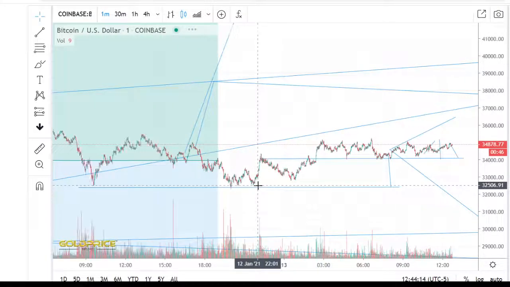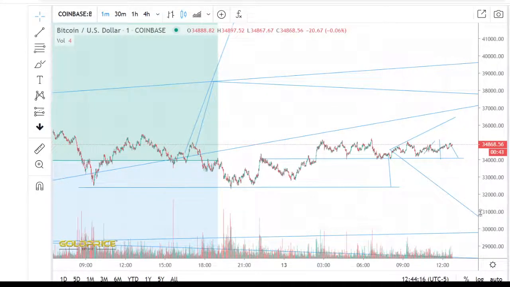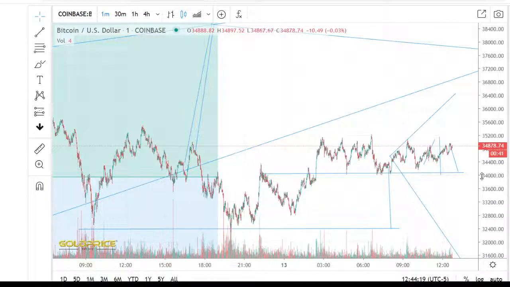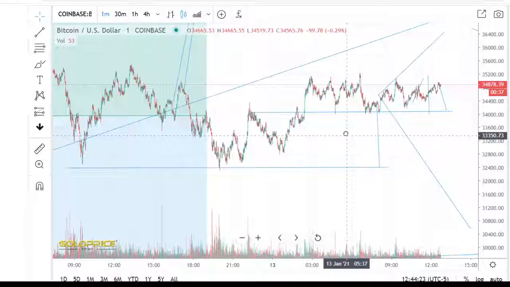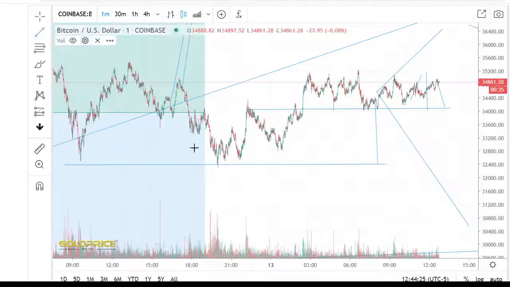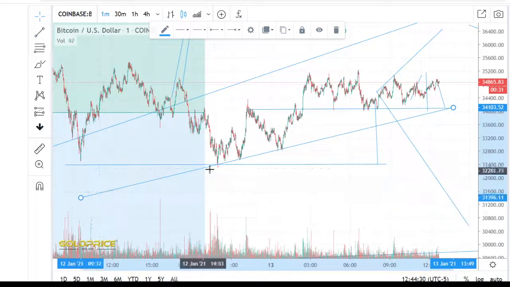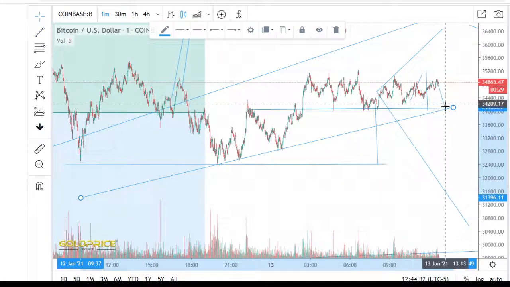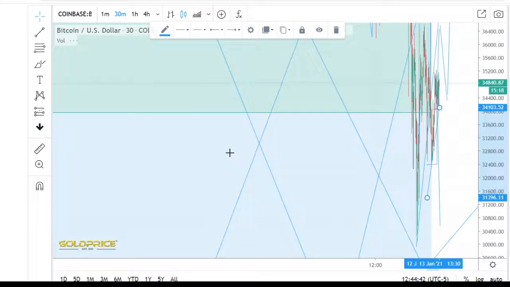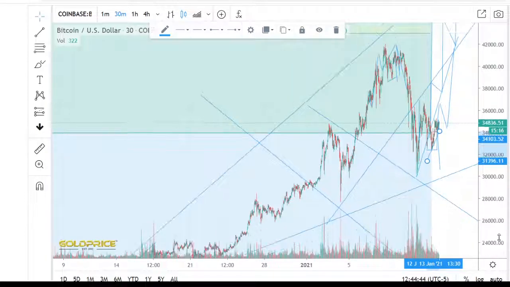Let's look if we get here a negative or positive formation. I see no negative thing. Let's look here in this area. You see, this is a trend line, and we will maybe go on this trend line back. Yeah, it is possible that we go to $34,000, but long term, what happens there?